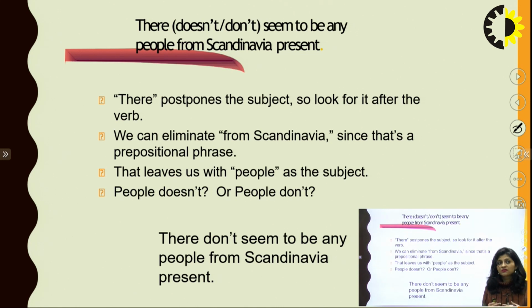So, there does not or don't seem to be any people from Scandinavia present, right? So obviously in this sentence you need to understand that "there" postpones the subject. So look for it after the verb. We can eliminate "from Scandinavia," since that's a prepositional phrase. That leaves us only with "people," right, as the subject.